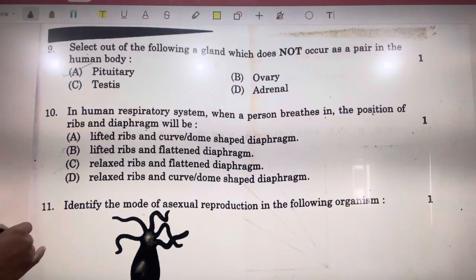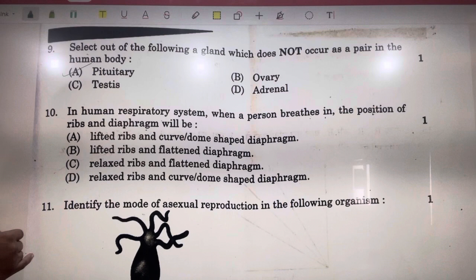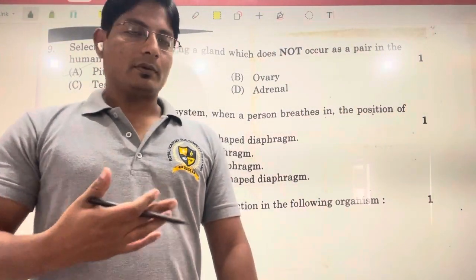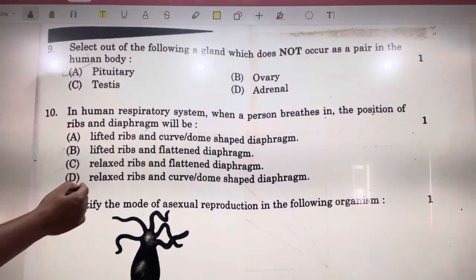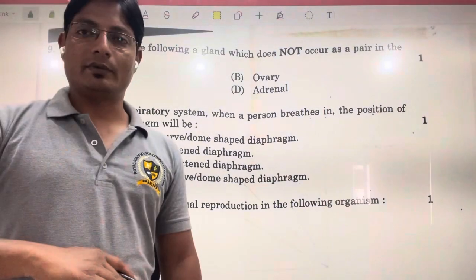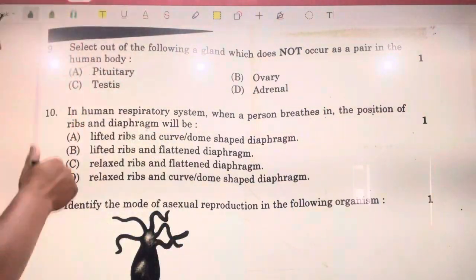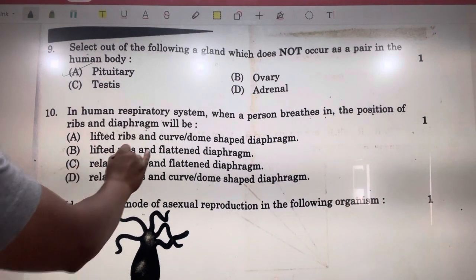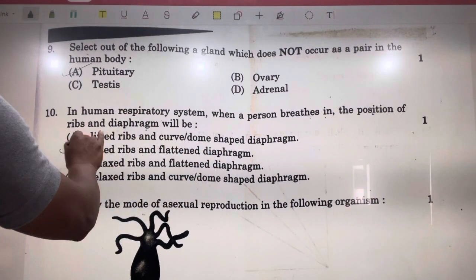In the human respiratory system, when a person breathes in, what will be the position of ribs and diaphragm? This is a very simple question, so you can just experience it yourself while answering. When you inhale, the ribs are lifted up, and the lower section, the diaphragm, becomes flattened. So lifted ribs and flattened diaphragm is option B.